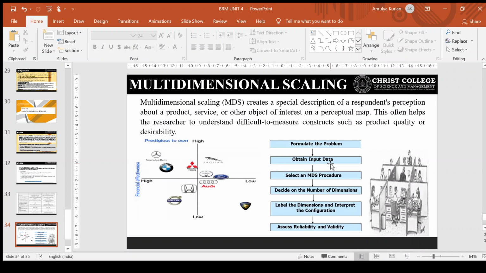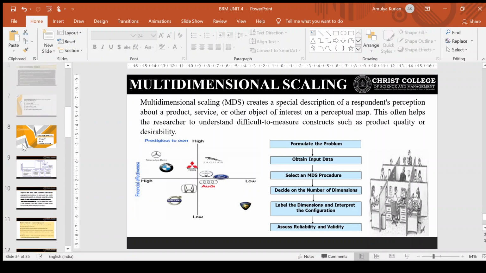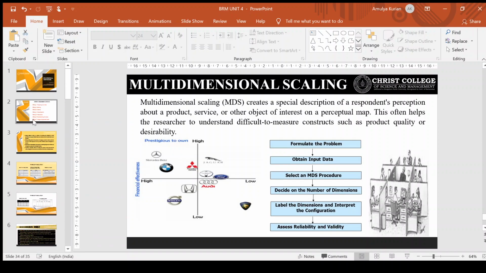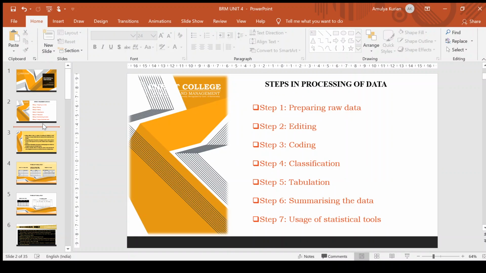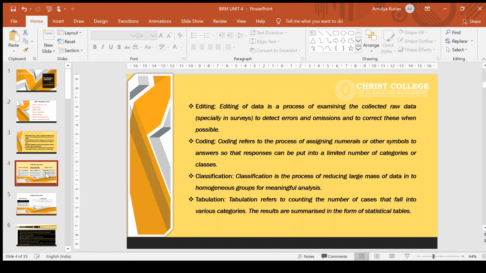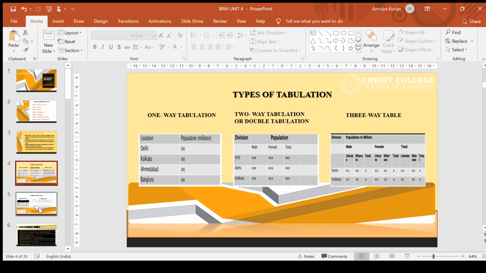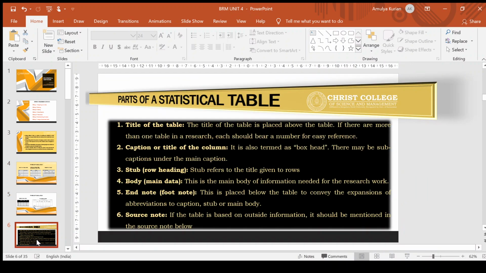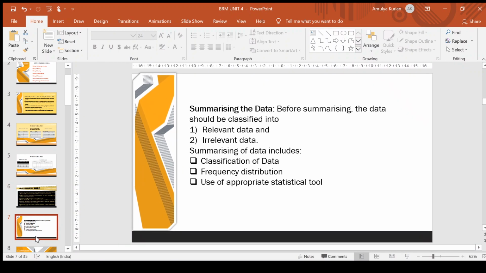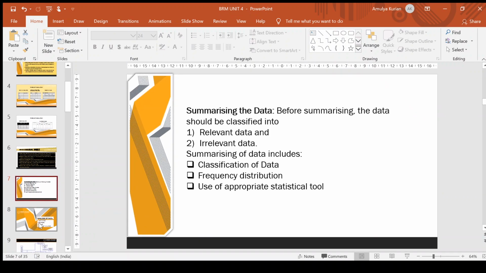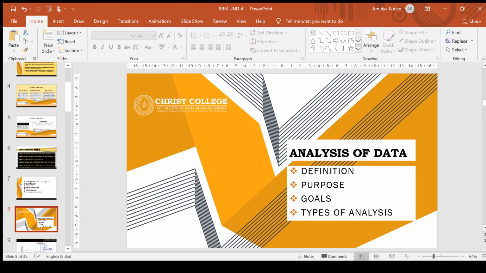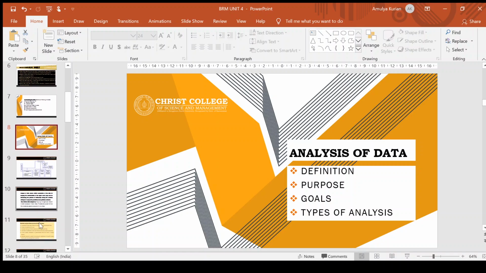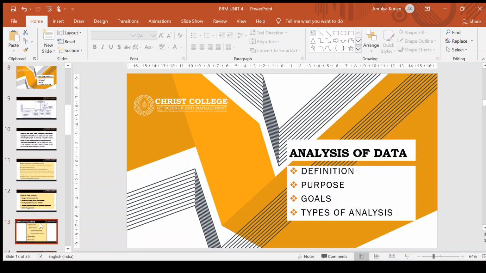So with this, we have come to the end of unit 4. Let's see what are the things which we learned till now. In the first, we saw what we mean by data analysis, what the steps involved in data analysis are, and what the different types of tabulation are. Then we came across what we mean by analysis of data, the purpose, goals, and types of analysis which we have.